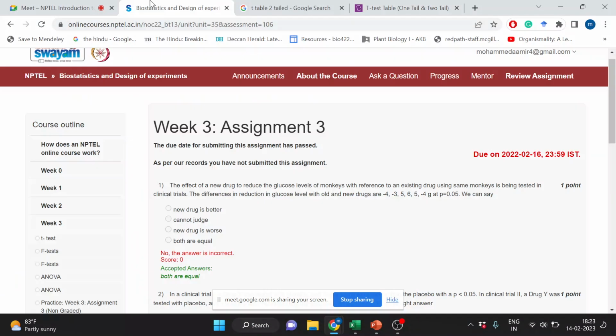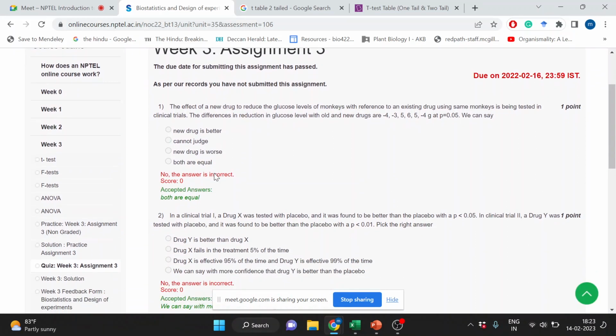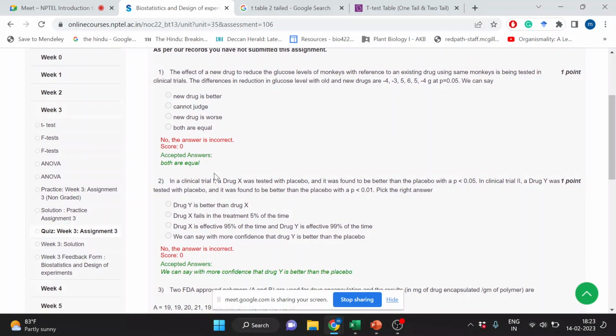Okay. Next question is, in a clinical trial, this is a verbal thing and someone should tell me both the answer and the logic behind this. In a clinical drug trial, a drug X was tested with a placebo and it was found to be better than the placebo with p less than 0.05. Then in another clinical trial, a drug Y was tested with placebo and it was found to be better than placebo with p less than 0.01. Pick the right answers.